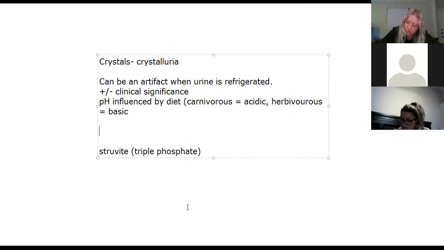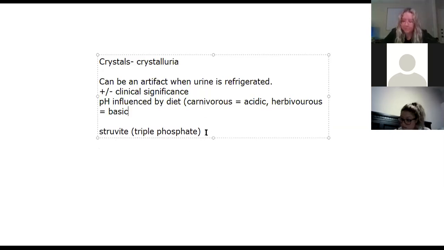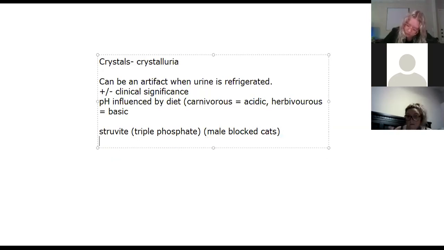So many times when we have cats with crystal formation, if we have a diet that is tending to make their urine more basic, that's where we get struvite crystal formation in our cats. And so struvite formation is often going to be our male blocked cats. The reason why they block is going to be related to their anatomy mainly. So struvite is triple phosphate. This is going to be our most common crystal.